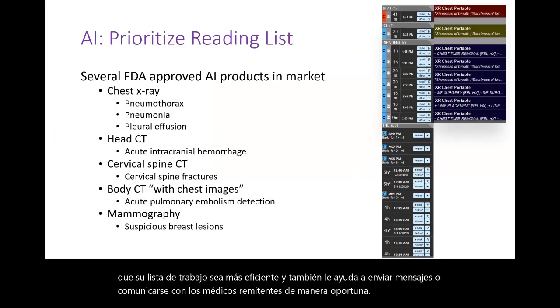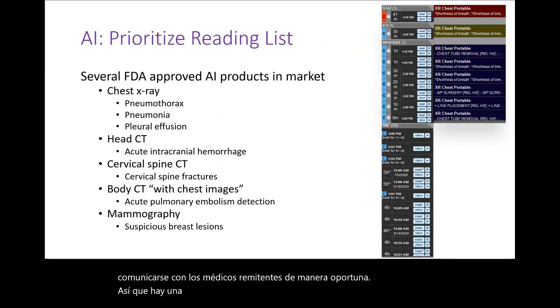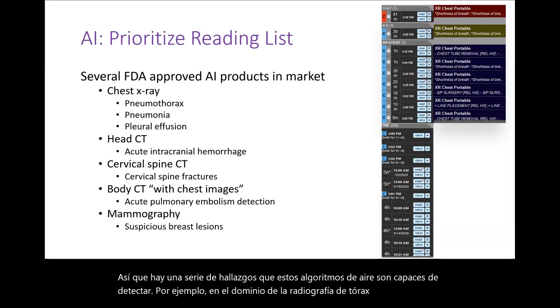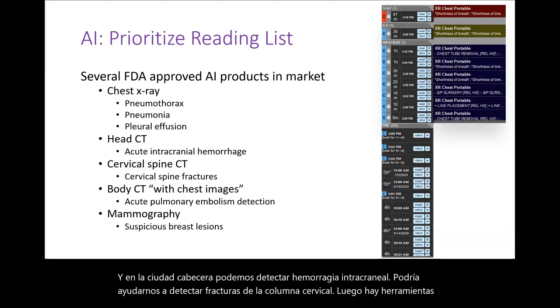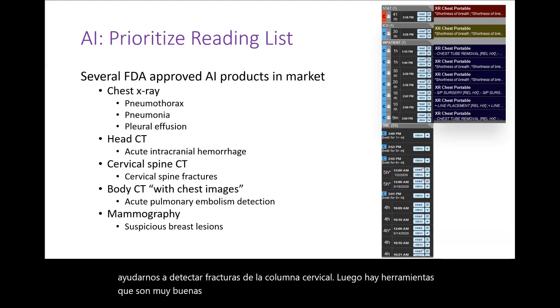So there are a number of findings which these AI algorithms are capable of detecting. For example, in the chest X-ray domain, we can detect pneumothorax, pneumonia, pleural effusions. In the head CT, we can detect intracranial hemorrhage. It might help us detect cervical spine fractures. Then there are tools which are very good at detecting pulmonary embolism. It can also detect suspicious breast lesions.